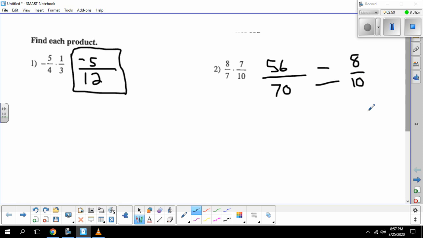No, we can keep going, because there's a number that goes into both 8 and 10, and that number is 2. So 2 goes into 8 how many times? 4, right? Okay, and how many times does 2 go into 10? 5. So 56 over 70 reduces down to 4/5. That's all you have to do to find the product of multiplying fractions together and simplifying.